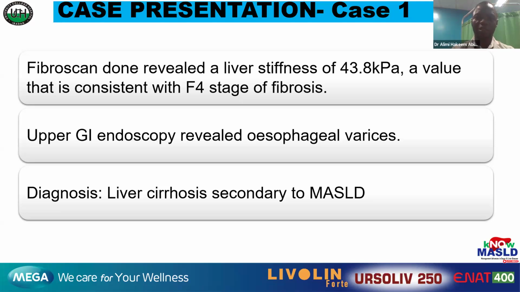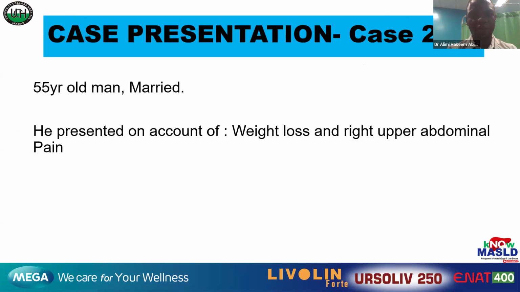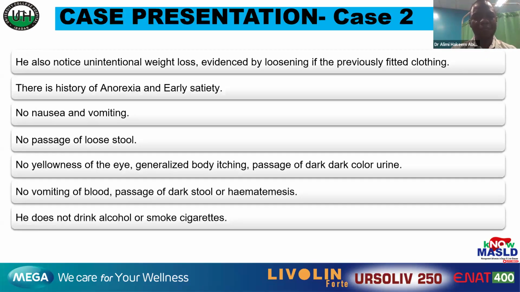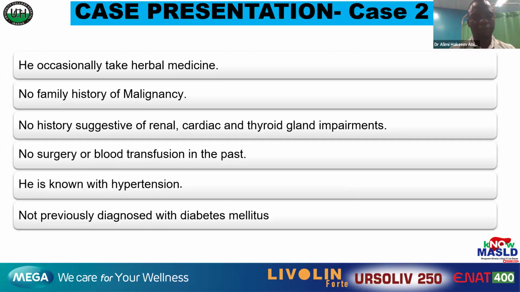So I'll now take the second case. Next slide. So the second patient is a 55-year-old man, married, who presented with weight loss and right upper abdominal pain. Next slide. So he also had unintentional weight loss, as evidenced by loss of previously fitted clothing. He had anorexia, early satiety. He didn't take alcohol, never smoked cigarettes in any form, and had no yellowness of the eye. Next slide, please.